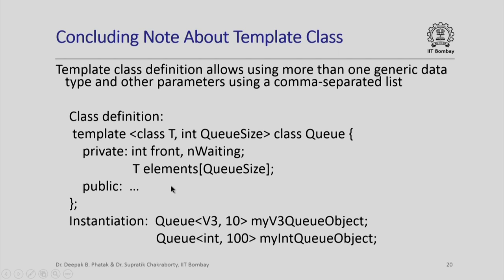And when I instantiate it, I have to specify values for T as well as for Q size. So I could say here is an object, my v3q object, which is of type Q instantiated with generic data type T replaced by v3 and Q size replaced by 10. Here is my integer Q object, which is an object of the template class Q instantiated with the generic data type T replaced by int and Q size replaced by 100. So you can see that by allowing more parameters, I indeed have greater flexibility in defining two different objects of two different Q classes, but both of which are instantiated from the same template.